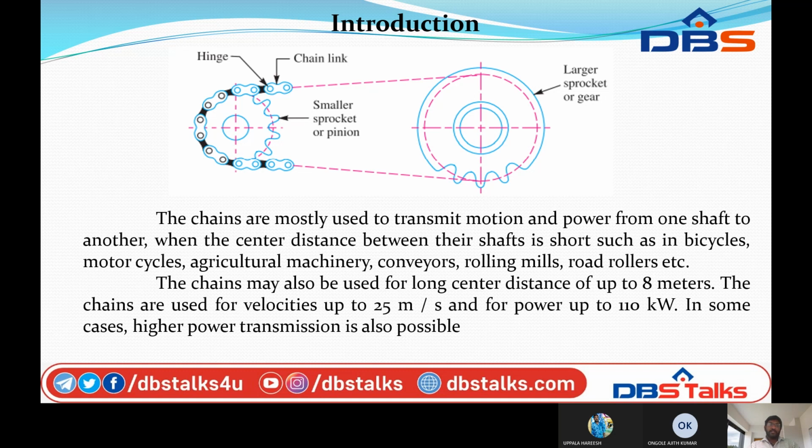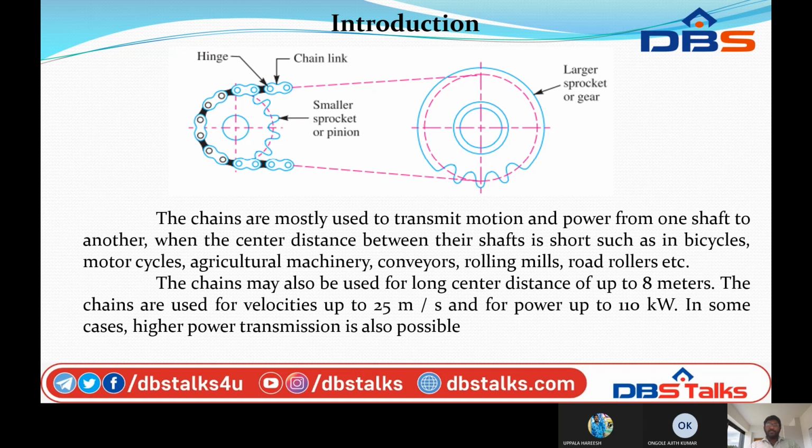So we can see the figure. This is the chain link. The small one is the small sprocket or pinion. This is the large sprocket or gear, which is connected by the chain. This is the top of the chain, the chain link, and the support is the hinge support. So this is the arrangement of the chain drive.